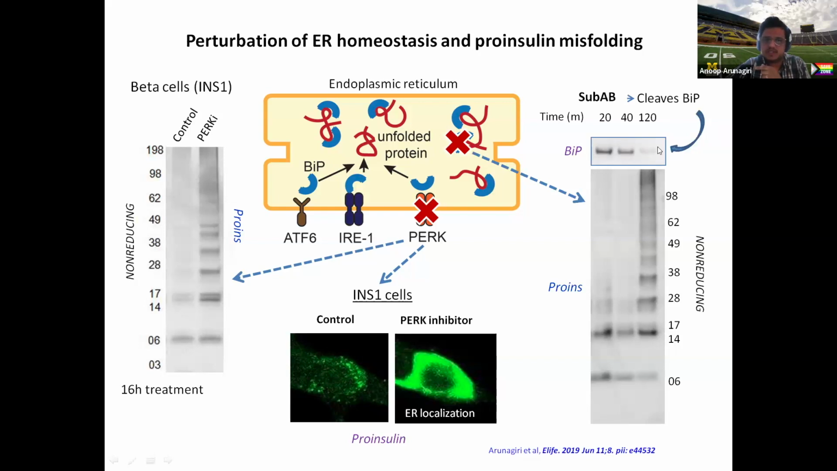Within a matter of 2 hours, most of the BiP is gone. More than 70% of the BiP is gone. And at that point, the majority of the proinsulin goes into these aggregates. While the BiP is still active, there are not a lot of aggregates. So this tells us that if the ER homeostasis is perturbed, if the folding environment is not favorable, proinsulin will misfold and form these disulfide aggregates.